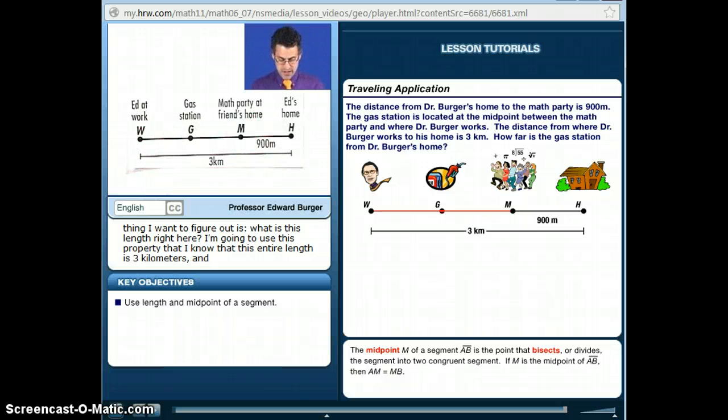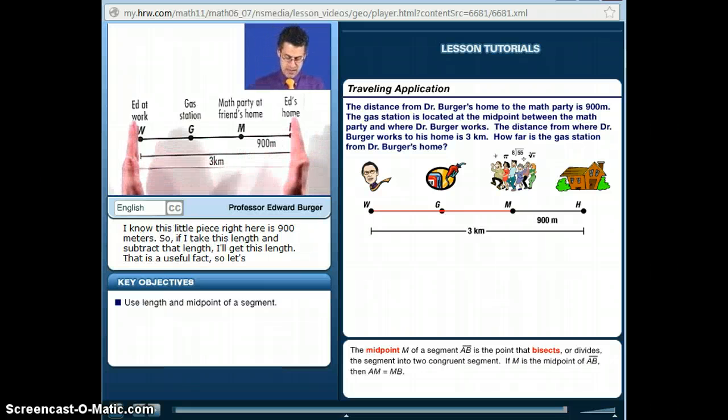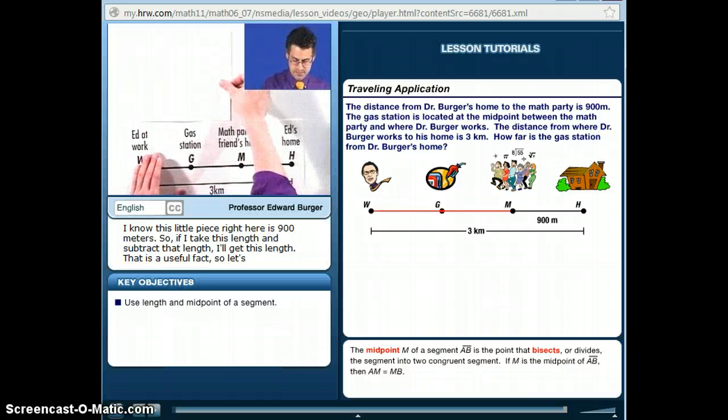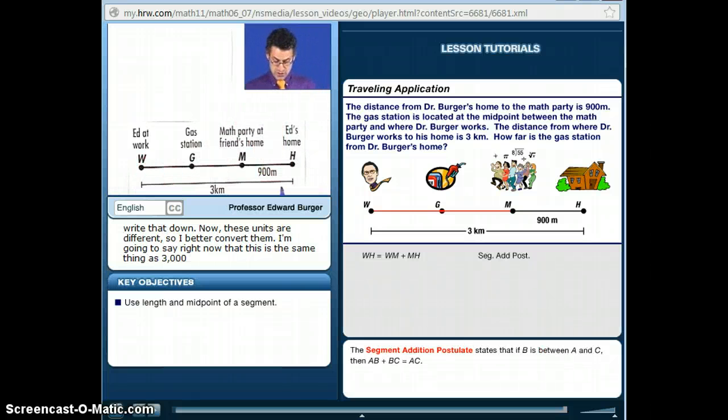I'm going to use this property that I know that this entire length is 3 kilometers, and I know this little piece right here is 900 meters. And so if I take this length and subtract that length, I'll get this length. And that actually is going to be a useful fact that's going to come in handy. So let's write that down. Now, these units are different, so I better convert them. And so I'm going to say right now that this actually is the same thing as 3,000 meters. Do you see how all the units have to be the same?